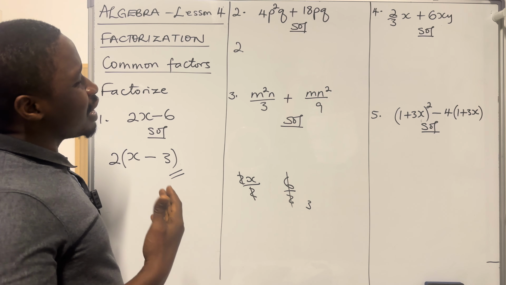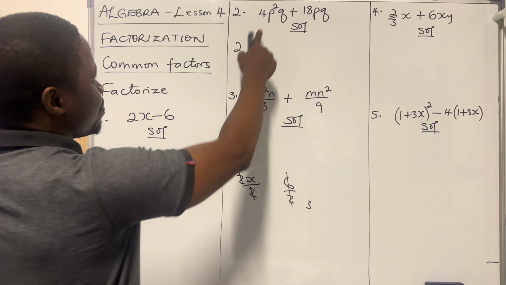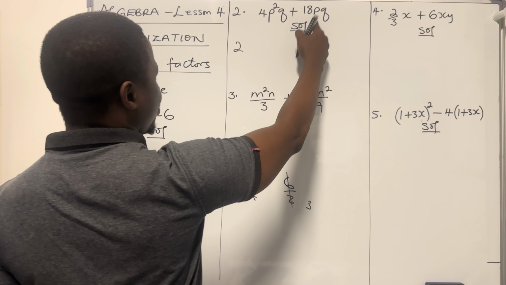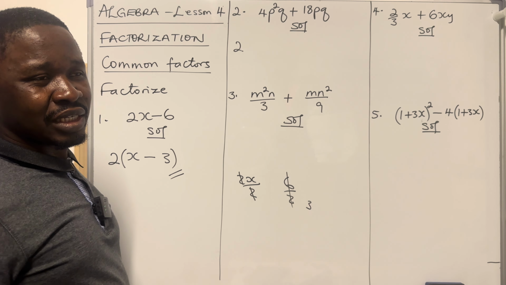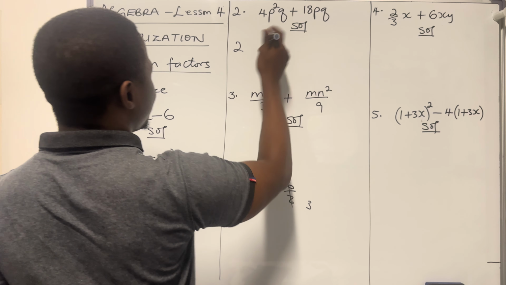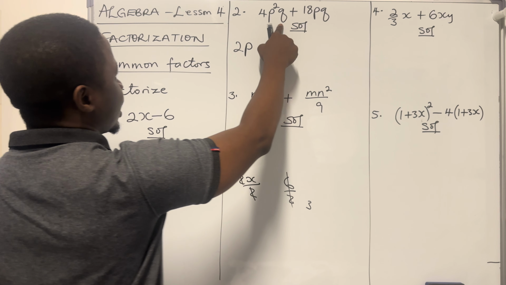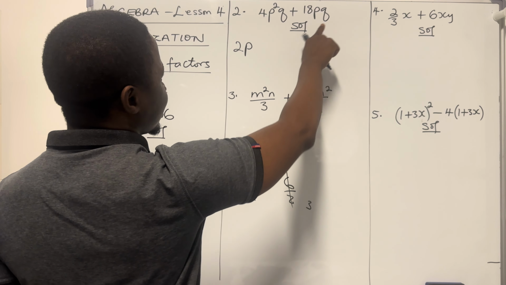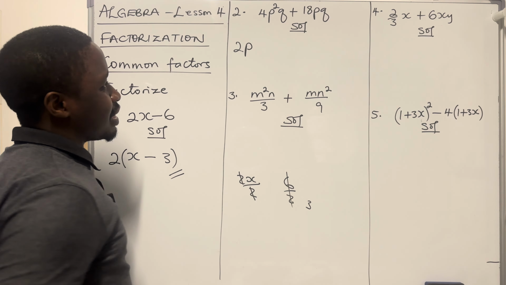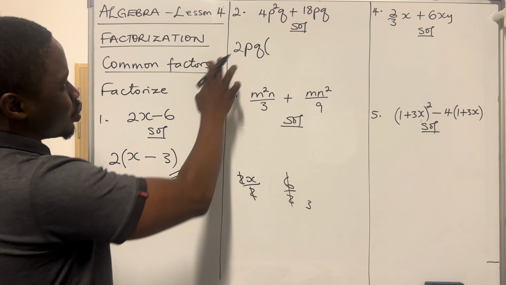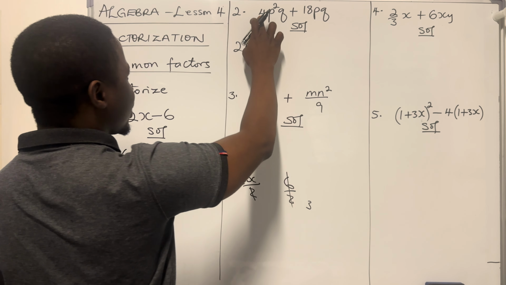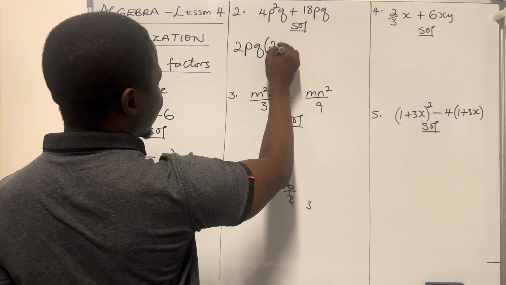So let's go to individual letters. P with a power of 2, P with a power of 1. So the one with a lesser power is common. So we say P is common. Q with a power of 1, Q with a power of 1. So they are the same. So Q is common. So now 2 into 4 simply means 4 divided by 2, which is 2.